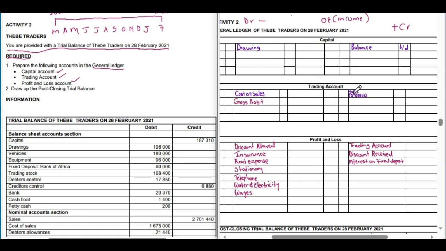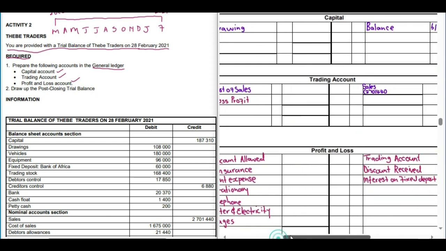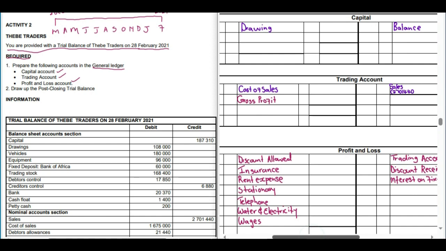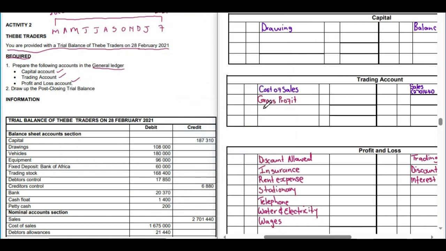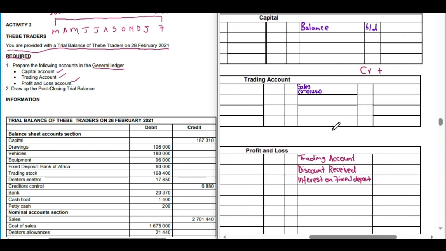And then we have our trading account. Under our trading account, guys, this is our structure, whereby I already wrote sales under our credit side, and under the debit side we have cost of sales, and then our gross profit. So guys, let's start with our trading account as always.